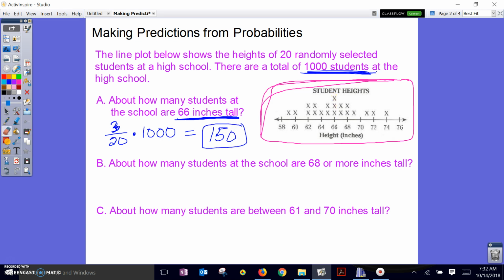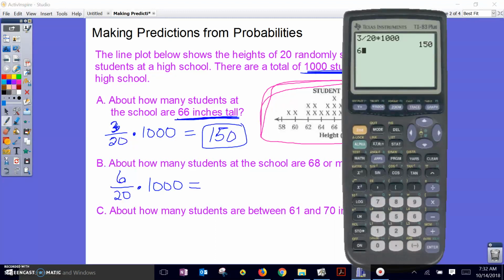Only this time we're going to do it in part B, where we say about how many students at the school are 68 or more inches tall. So we start at 68. We want 68 or more. And we count up the number of students who fit into that category. There are 1, 2, 3, 4, 5, 6 X's out of the 20 students. So we're going to say that the probability of that is 6 out of 20. And we'll multiply that by the number of students in the population, and that'll give us our prediction.